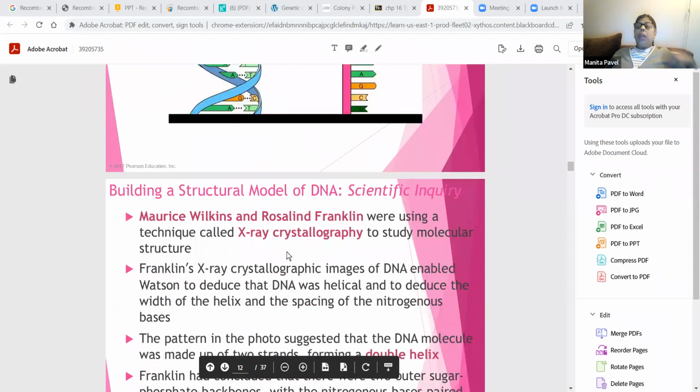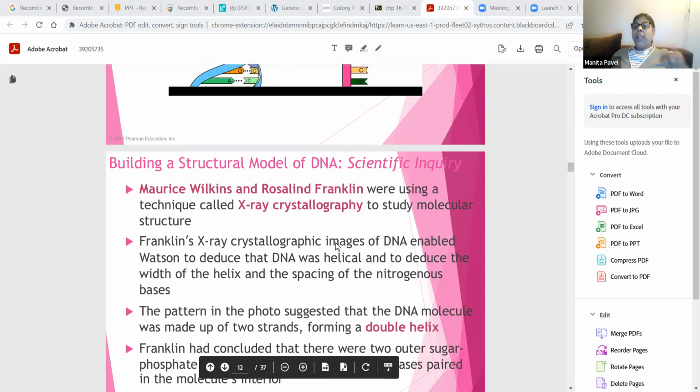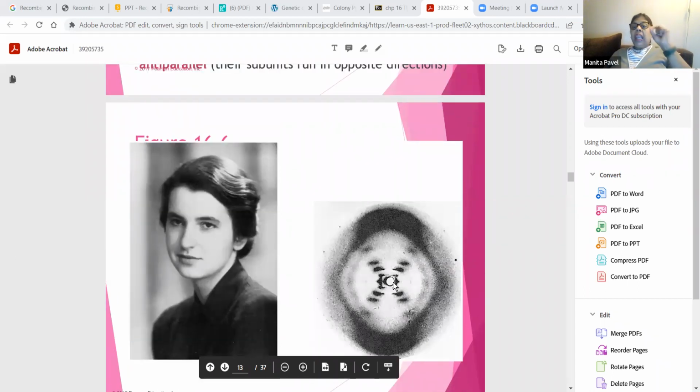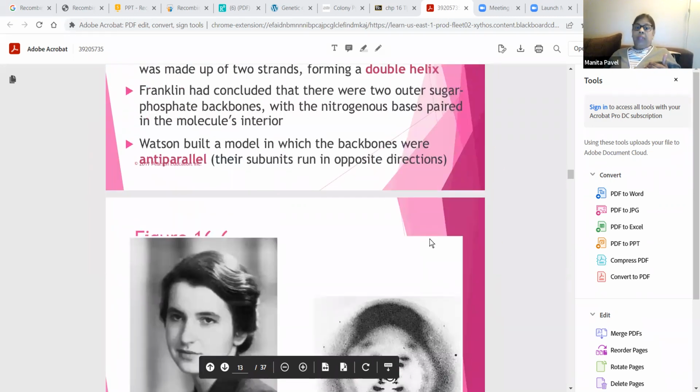Okay. So now later some more scientists came by the name of Wilkins and Rosalind Franklin. So actually it was Rosalind Franklin and Maurice Wilkins who, through X-ray crystallography technique, showed that the DNA molecule looks like this double helix. But they weren't the ones to coin the term double helix. They paved the way for James Watson and Francis Crick.